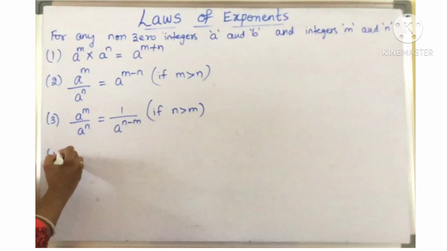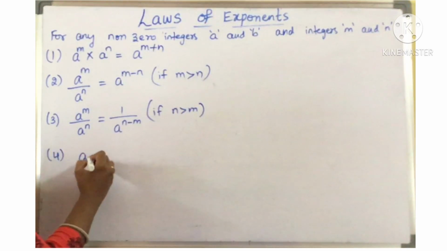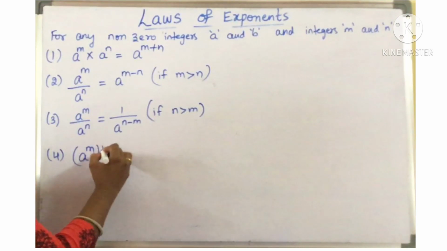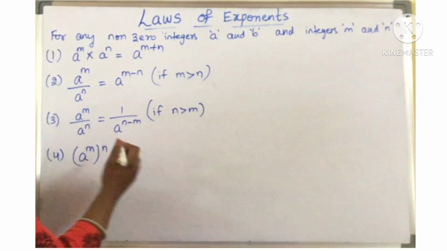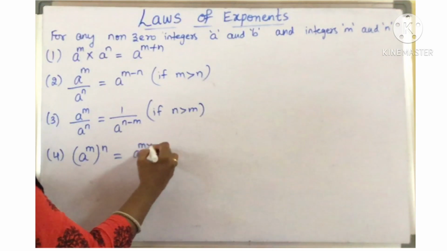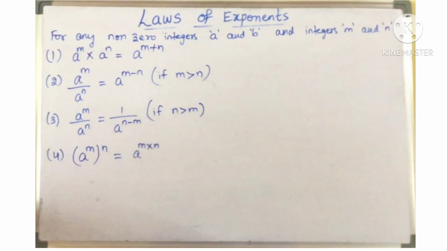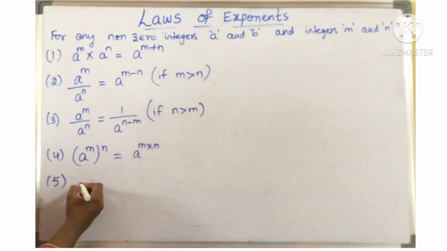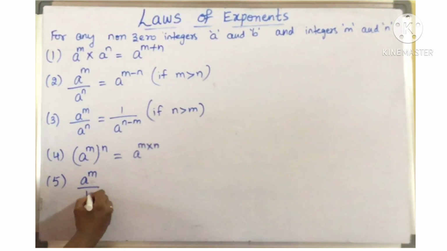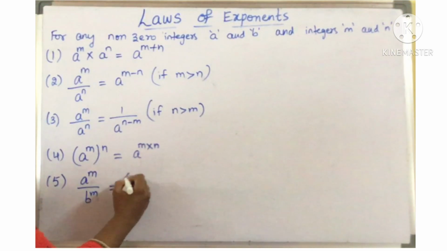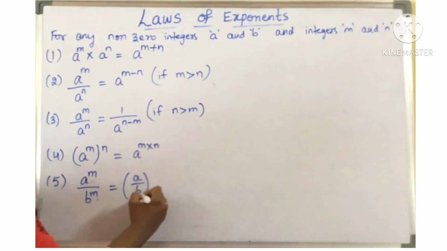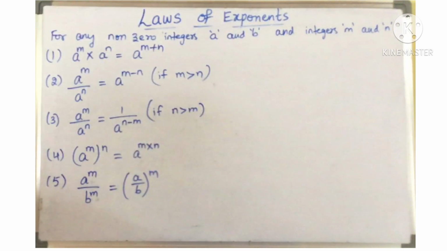Okay. Next, fourth one, what we have discussed, a to the power of m whole to the power of n. So a to the power of m into n. If the base is there and power to power is there, we should multiply the powers. Next, fifth one is a to the power of m by b to the power of m. Here the bases are different, the power is same. So you can write it as a by b whole to the power of m.